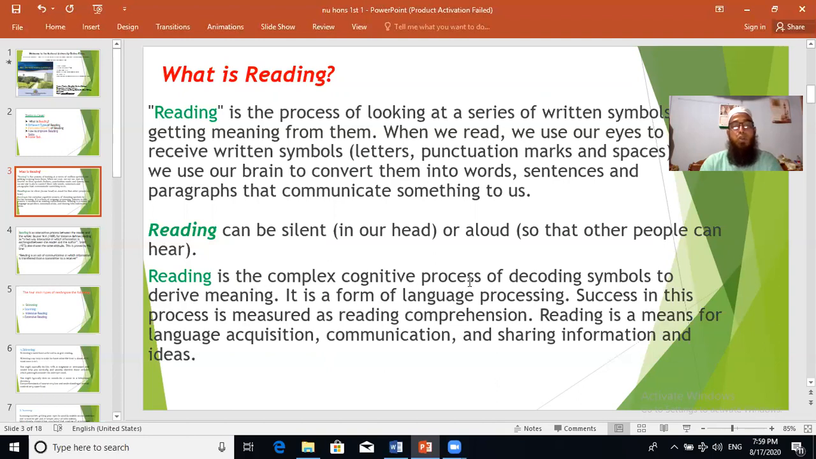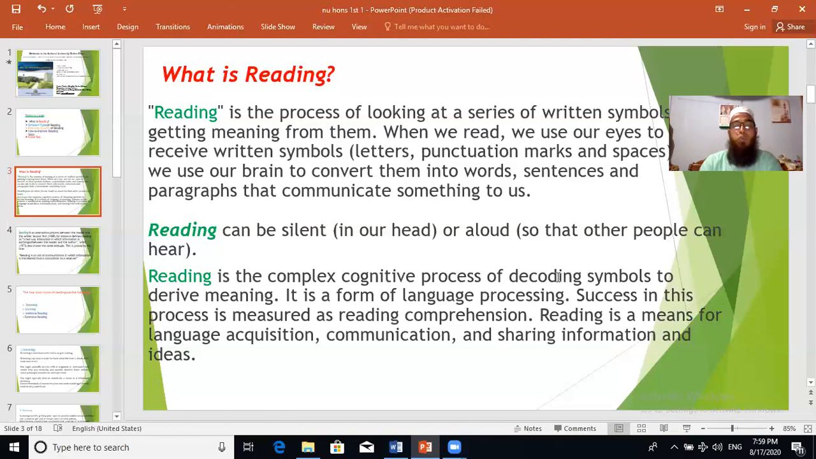Reading is the complex cognitive process of decoding symbols to derive meaning. It is a form of language processing. Success in this process is measured as reading comprehension. Reading is a means for language acquisition, communication, and sharing information and ideas. So you see, reading is a complex cognitive process. You know, cognitive means related to the brain.